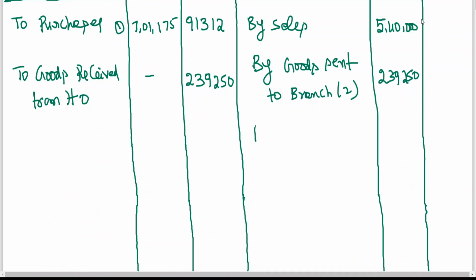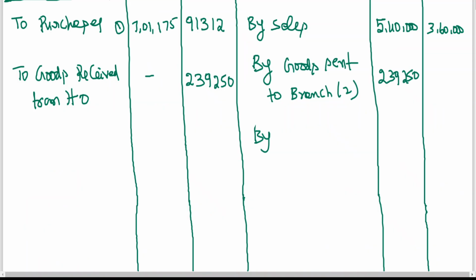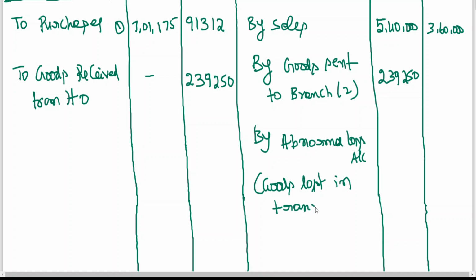Now sales is, since I have already got the column, sales made by branch I am writing. Then he has given the term goods lost in transit. I'm using abnormal loss account, or you can use the term goods lost in transit directly also. 4,005.